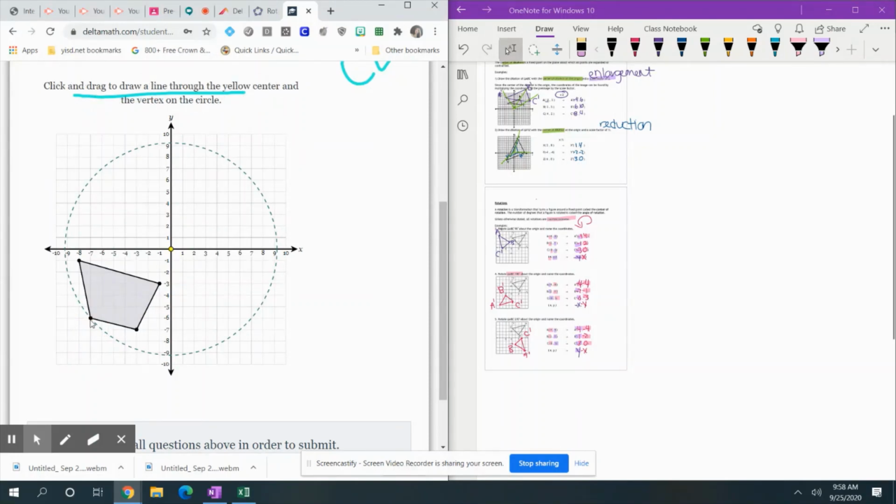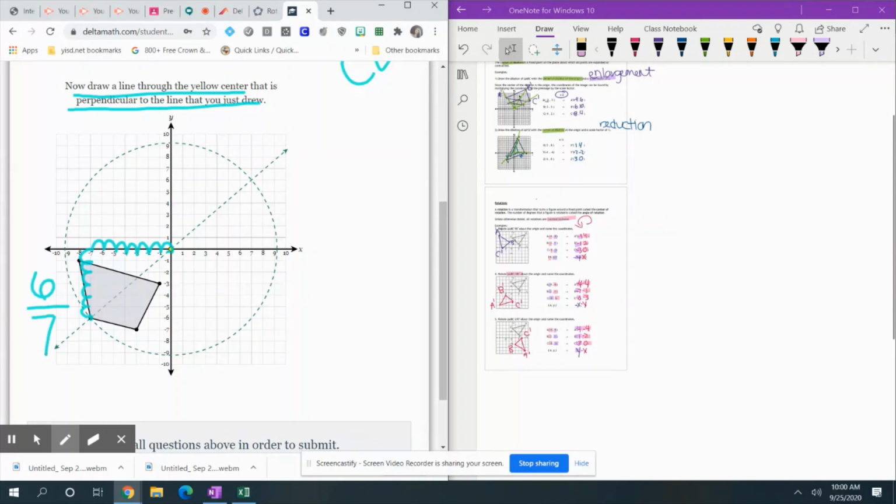Once you do that, it says click and drag to draw a line through the yellow center and the vertex of the circle. Since I picked this point, I'm going to go from the middle out to this point. Okay, and so we're going to go ahead and find the slope of this. The rise over the run, it goes up 1, 2, 3, 4, 5, and 6. And the run is 1, 2, 3, 4, 5, 6, and 7. So the rise is 6, the run is 7.